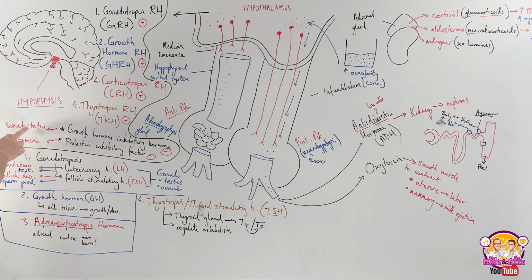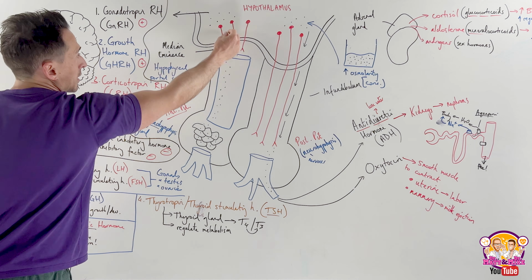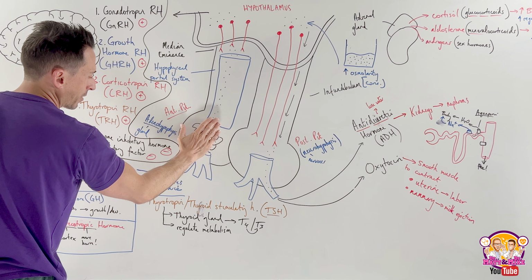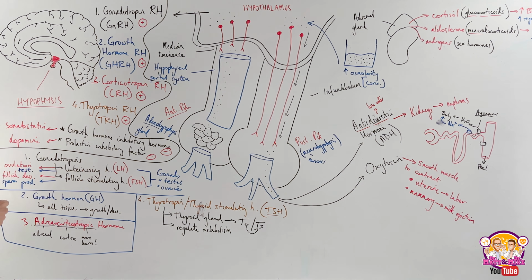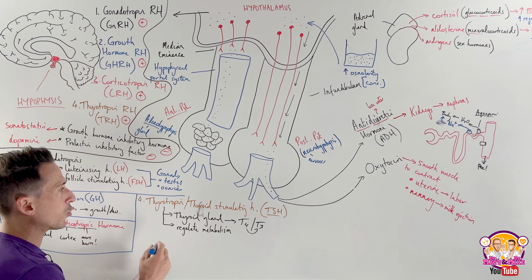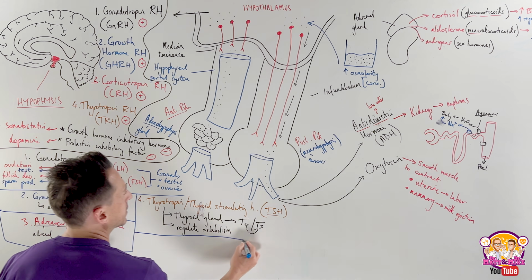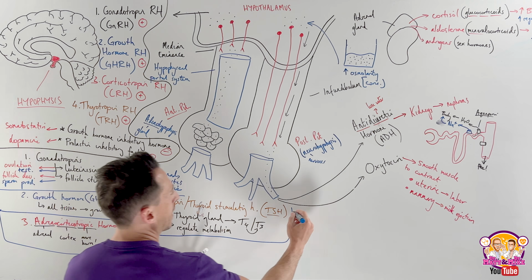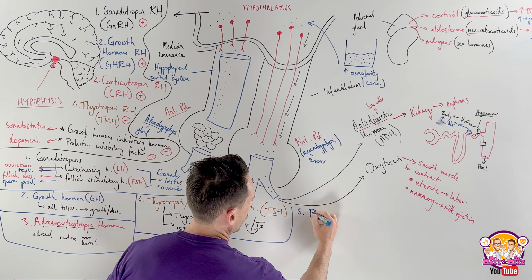Now the other two, somatostatin's easy. If we don't want to release growth hormone, we release somatostatin. It inhibits that growth hormone. Somatostatin gets released, says no more growth hormone, thank you very much. Prolactin is the fifth one that gets released. It's the only one that doesn't have a stimulatory factor.